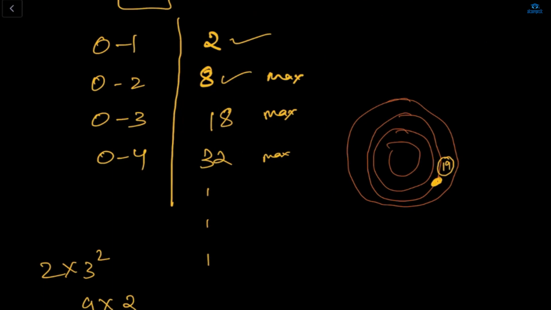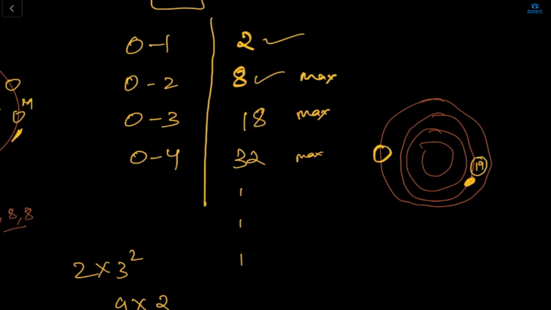Ma'am, will it become 2, 8, and... No, no. I'm saying only in this third orbit, your total electrons is 19. So then what will go? Ma'am, it will become 1 in the next one. Yes, that's it. Total 18 over here and one in this next KLMN shell.